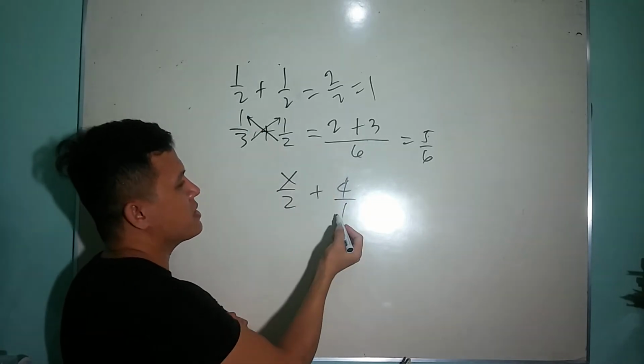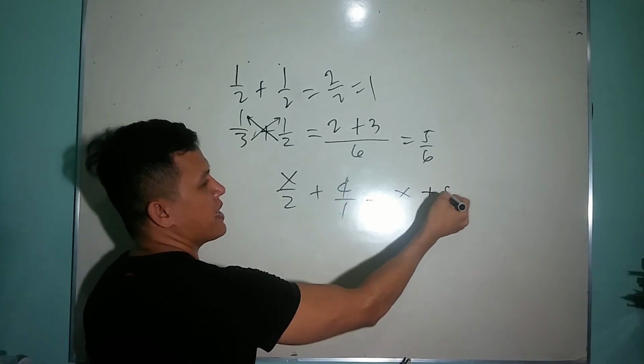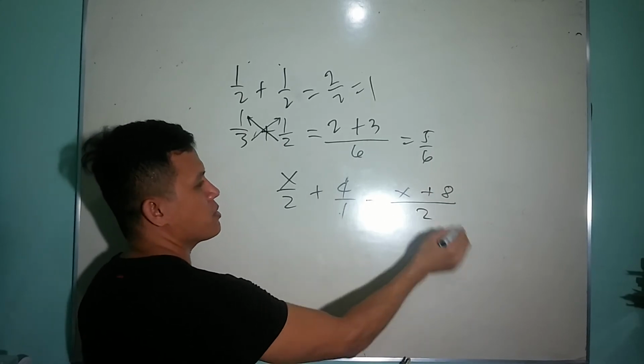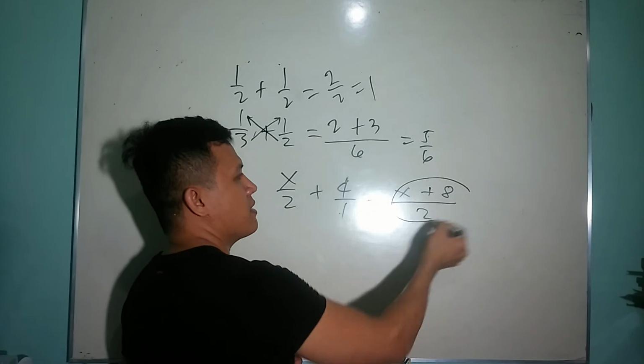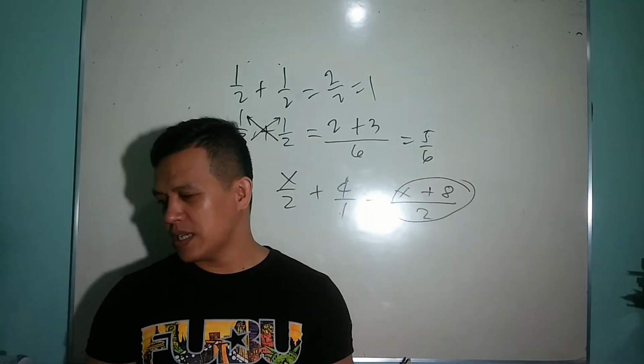So understood, there's a 1 here. Again, that process: 1 times x is x, and then 2 times 4 is plus 8, and then 2 times 1 is 2. This is the fraction form of this expression. Okay, so just like that.